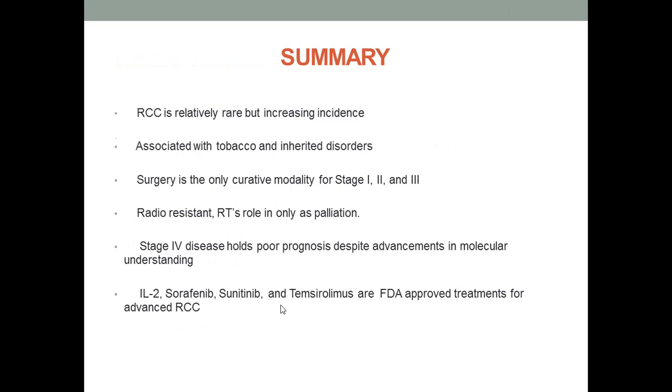So in summary, RCC is a rare tumor and it is associated with tobacco and many inherited disorders like VHL syndrome. Surgery is the only treatment option in patients with stage 1, 2 and 3. It is a radioresistant tumor, so radiotherapy works only as palliation. Stage 4 disease has a bad prognosis, but you can try the new drugs like sorafenib, sunitinib and temsirolimus. These are approved drugs, but they can hardly increase survival in months.